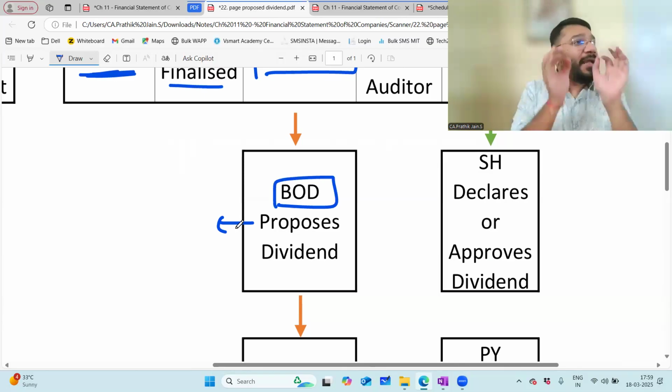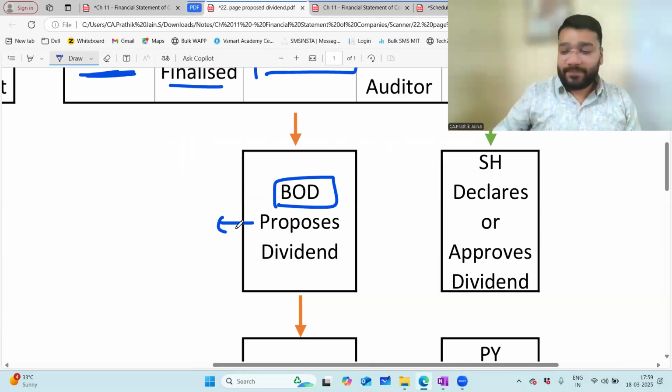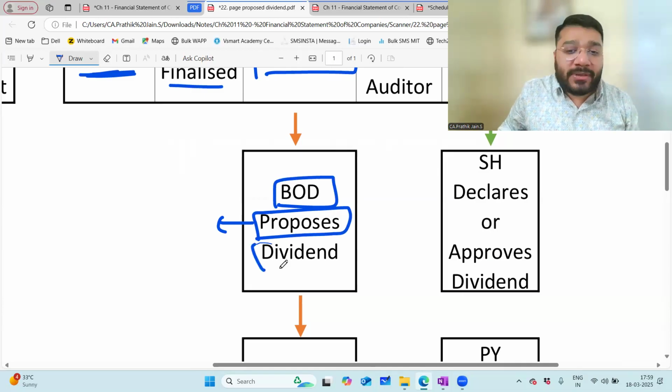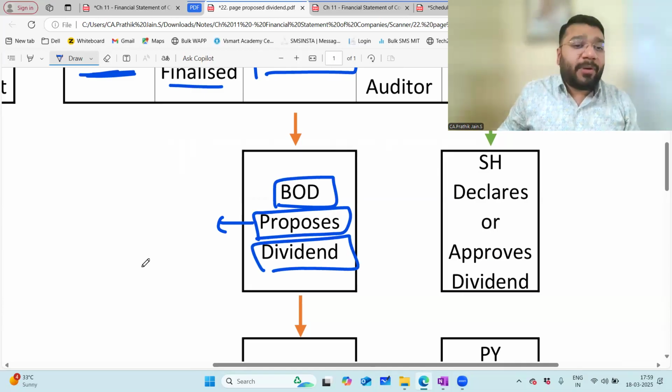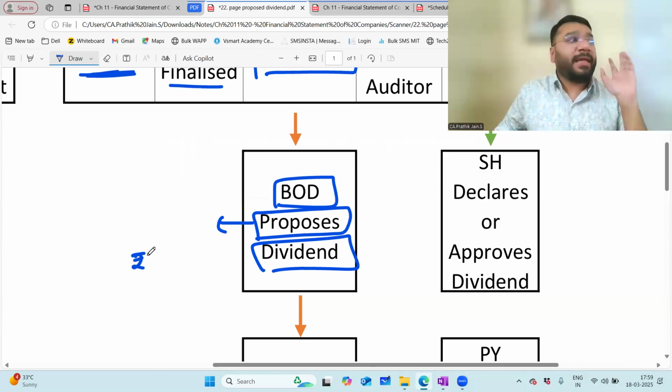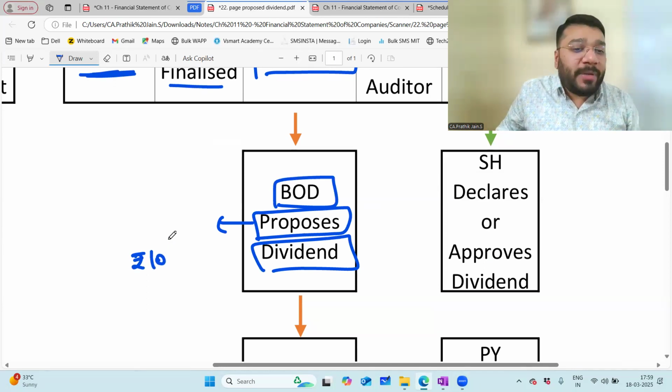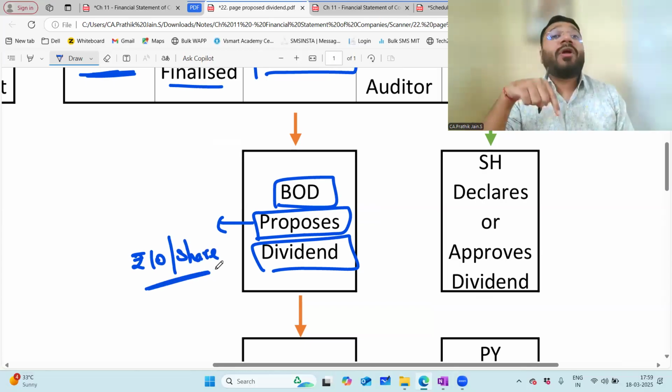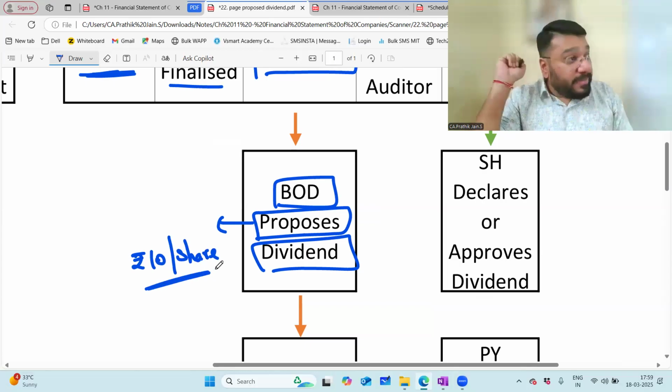The board of directors has only the authority to propose. So in the board of directors meeting, the board has to propose the dividend. Let's say they do it in percentage, but I'm telling it in terms of rupees: 10 rupees per share, they're proposing to give us as dividend. When I say the board of directors is proposing it, does it mean that we are giving this dividend to shareholders?